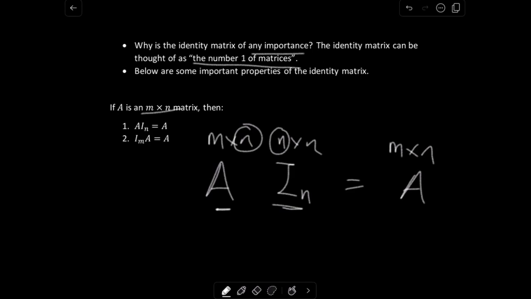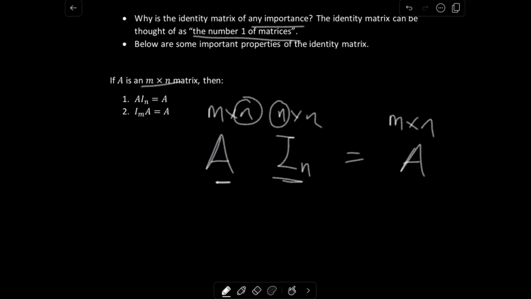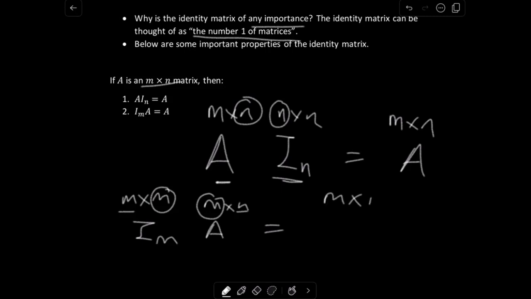And we can also do it in the opposite order. I could take the identity matrix first and multiply it by A. So A is m by n. In order for this multiplication to work, I need to have an m by m identity matrix. So that's I_m. The m's are the same. So my resulting matrix is going to be m by n. And it's no surprise that it's going to be A.